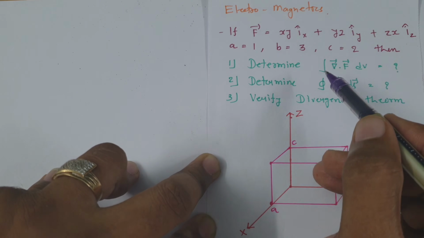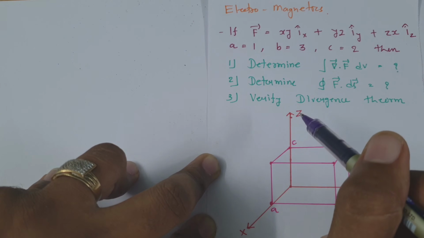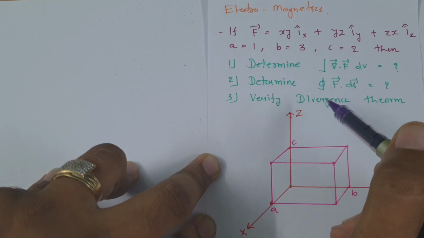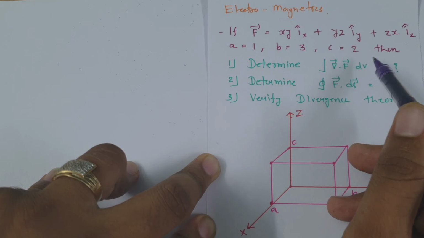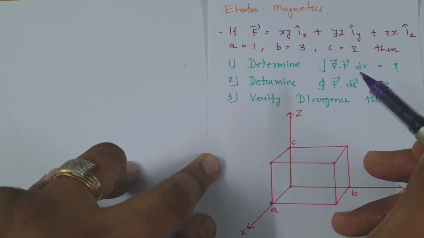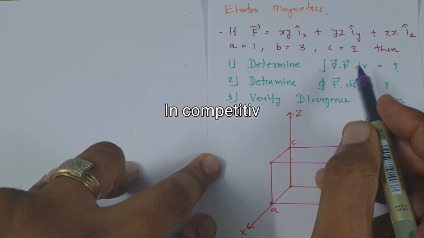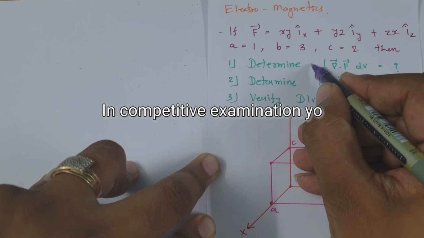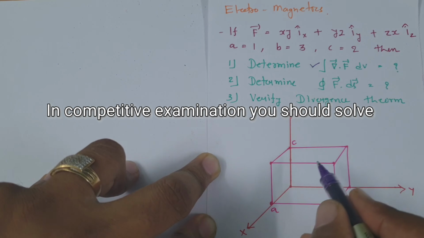As per the divergence theorem, both of these should be the same. So here we are verifying the divergence theorem by calculating both of these values, and both should be equal. One thing I would like to suggest: whenever this type of question comes, you should prefer this method. By taking the divergence and taking the volume integration, you can easily solve this problem.